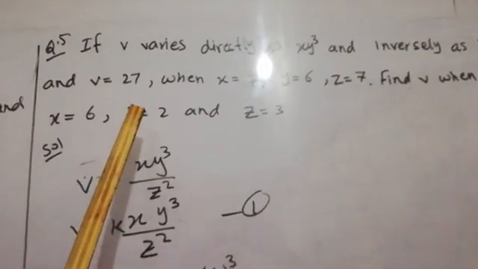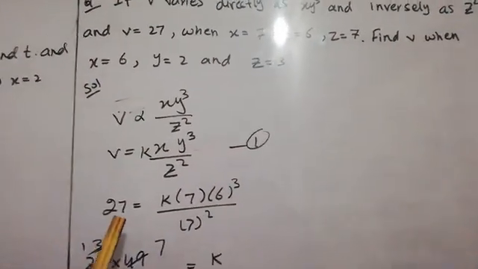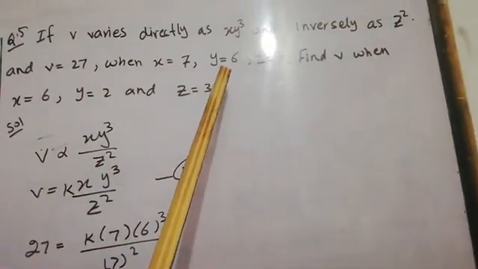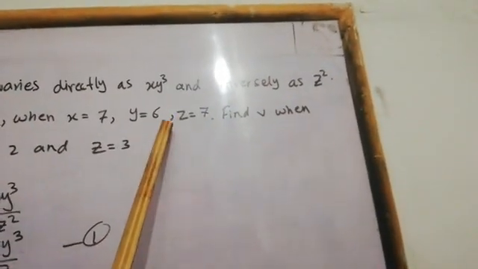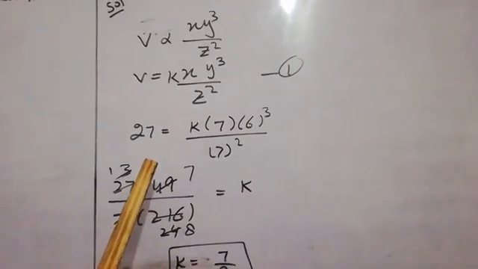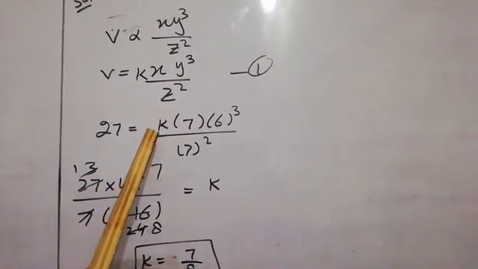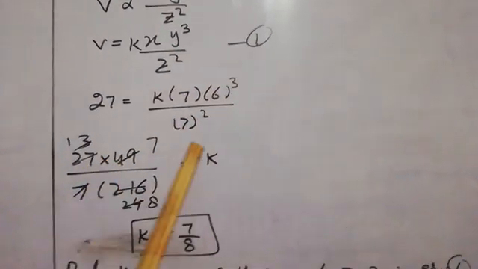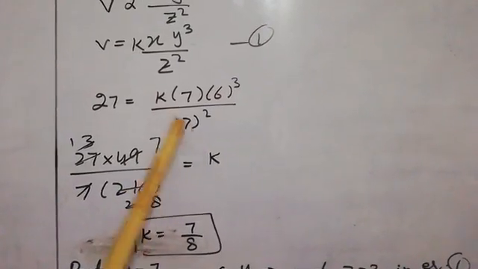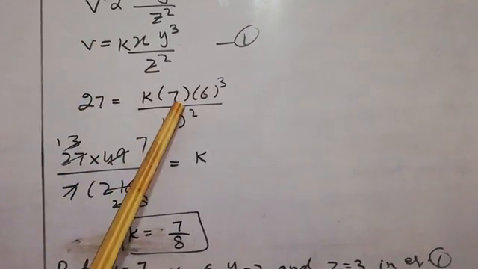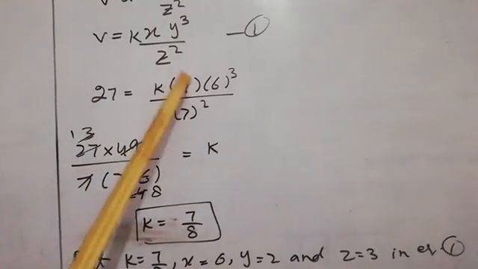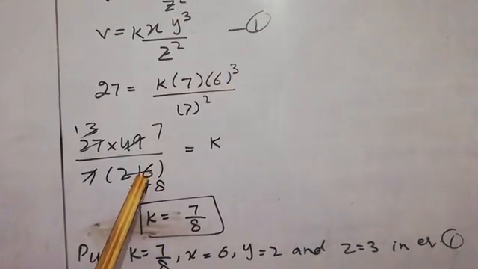Now we will put the values. If v equals 27, put v equals 27, x equals 7, y equals 6 and z equals 7. Then we will put all the values in the equation. 27 equals k times 7 times 6 cube by 7 square. Dear students, you know that 7 square means 49. The 6 cube equals 216.